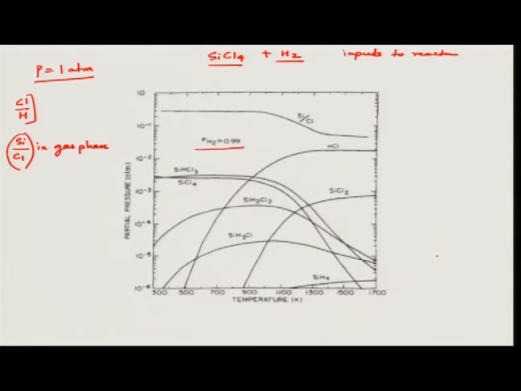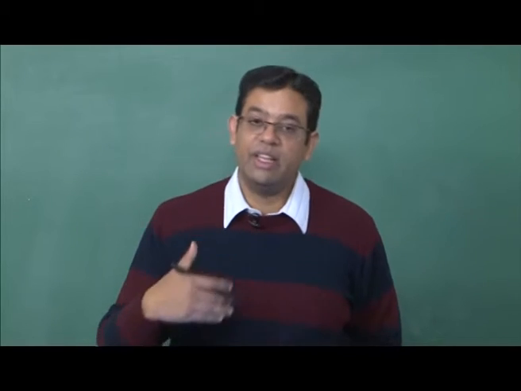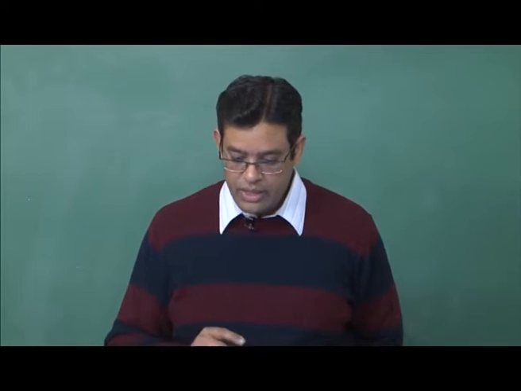Now, let us have a look at this. At very low temperatures, my silicon to chlorine ratio in the gas phase is very high, right. If the silicon is high in the gas phase, which means we are not getting deposition of the silicon, right. We want silicon to be in the solid phase, not in the gas phase, for deposition.